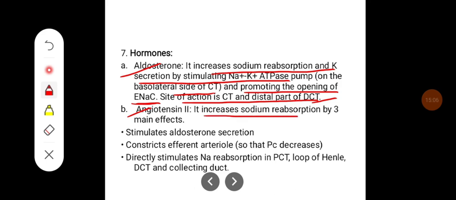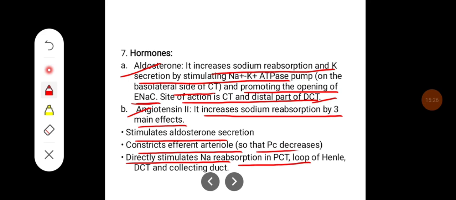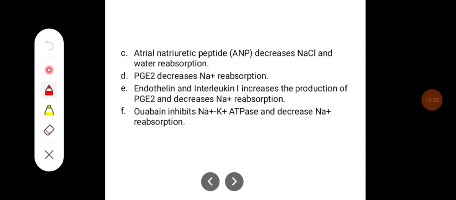Angiotensin increases the sodium reabsorption by three main effects. It is going to stimulate aldosterone secretion, and it constricts the efferent arterioles so that the peritubular capillary pressure decreases. Directly, it is going to stimulate reabsorption of sodium in the PCT, loop of Henle, distal convoluted tubule, and in collecting duct.